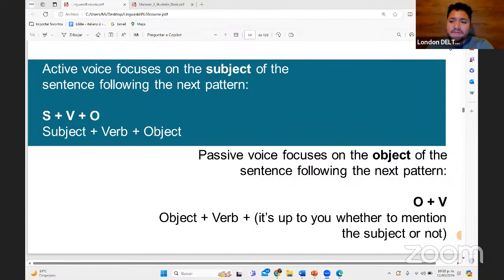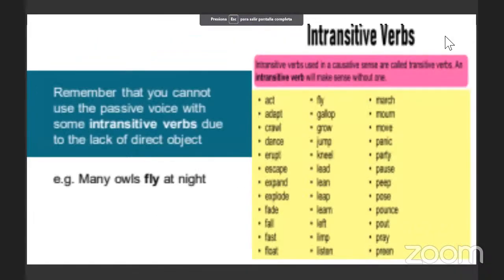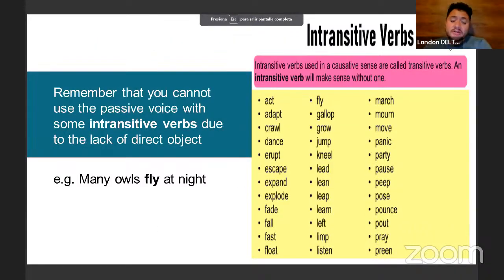Any questions? No, teacher. Okay, now could I use any verb or any sentence and I can turn it into passive voice? Well, no. Here you have something. It says, remember that you cannot use the passive voice with some intransitive verbs due to the lack of direct object. Ok, algunas oraciones no tienen un objeto directo.